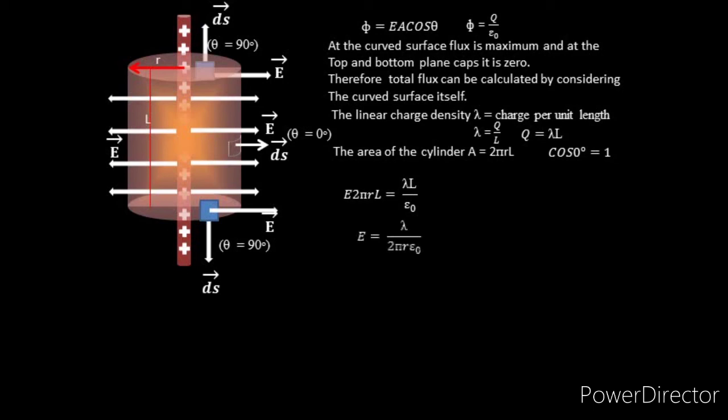Okay, this is the electric field due to an infinitely long charged straight wire, and it is clear that the electric field due to the infinitely long charged wire is dependent on the distance, because lambda is a constant, 2 pi is a constant, and epsilon naught is a constant, and it is inversely proportional to the distance. If we move the point away from the charged conductor, the field strength will decrease.